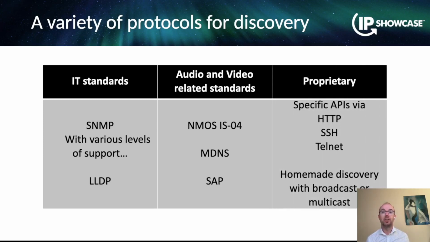And of course, you have some proprietary control and discovery. You have specific APIs via HTTP or even worse, via Telnet or SSH. And you also have home discoveries that can be done using multicast and broadcast. For instance, Dante is using some multicast addresses to do resource discovery on the network.